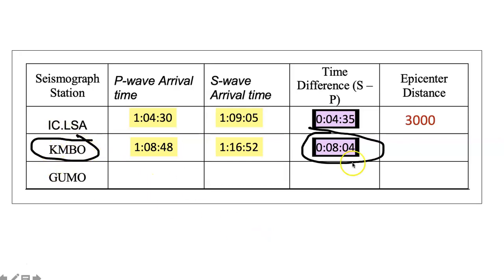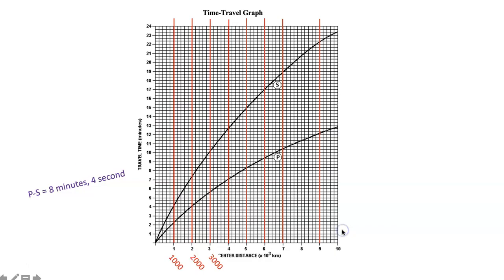The KMBO site is 8 minutes and 4 seconds away. So I'm going to round that to about 8 minutes because on this graph it's hard to say what 4 seconds are. And again, I'm going to move it along until I see where it separates the two curves by 8 minutes. You can do this by taking a piece of tracing paper or notebook paper and marking off the 8 minutes and then sliding it along the curve. That's what I usually have students do in class.